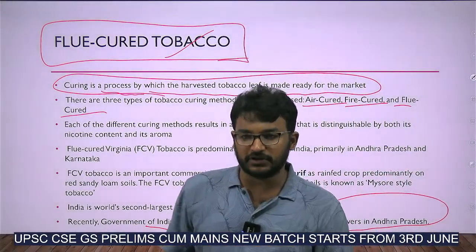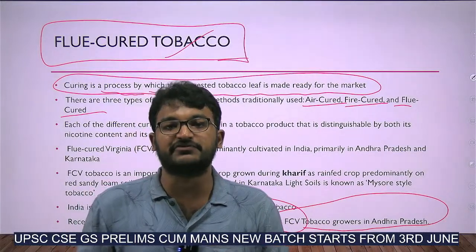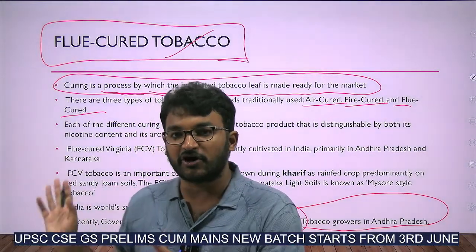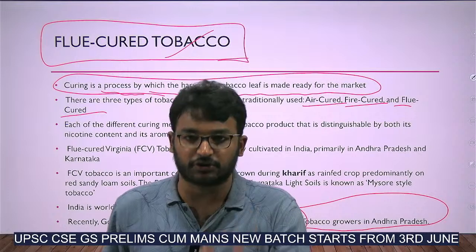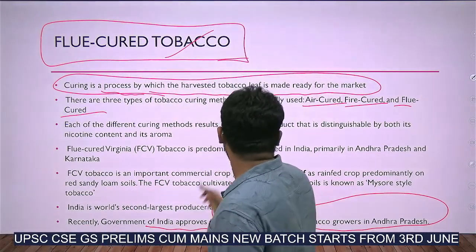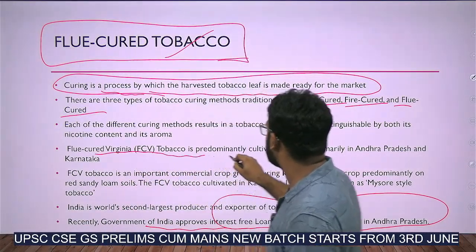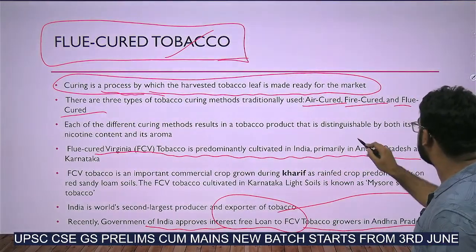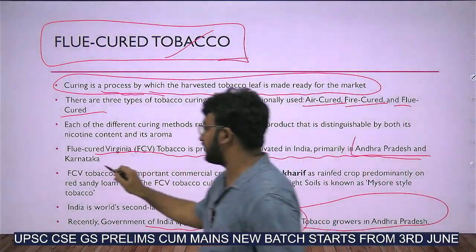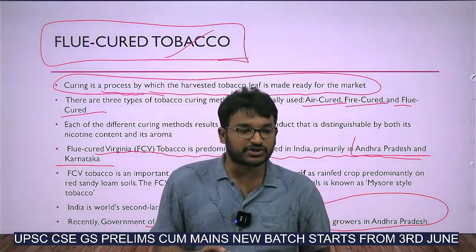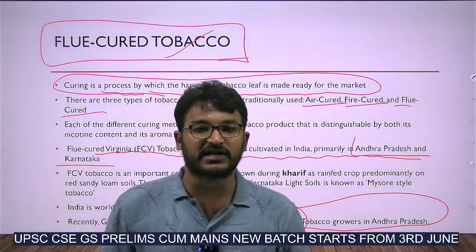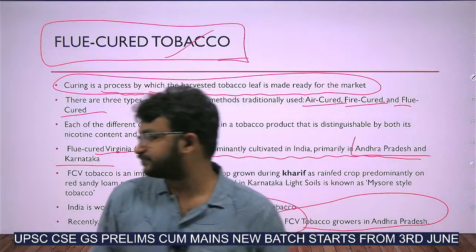Okay. You all know that in Andhra Pradesh tobacco cultivation is on a higher scale. The Government of India has approved giving easier loans for them. Okay. And this flue cured Virginia tobacco is predominantly cultivated in India, primarily in Andhra Pradesh and Karnataka. And is flue cured Virginia tobacco a rabi crop or kharif crop?